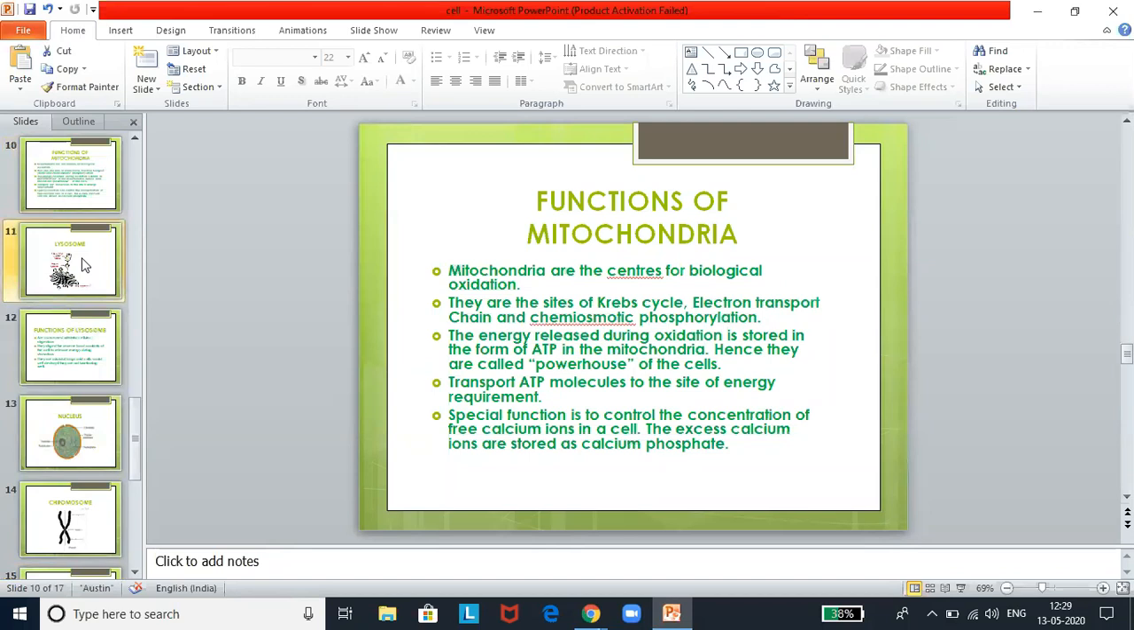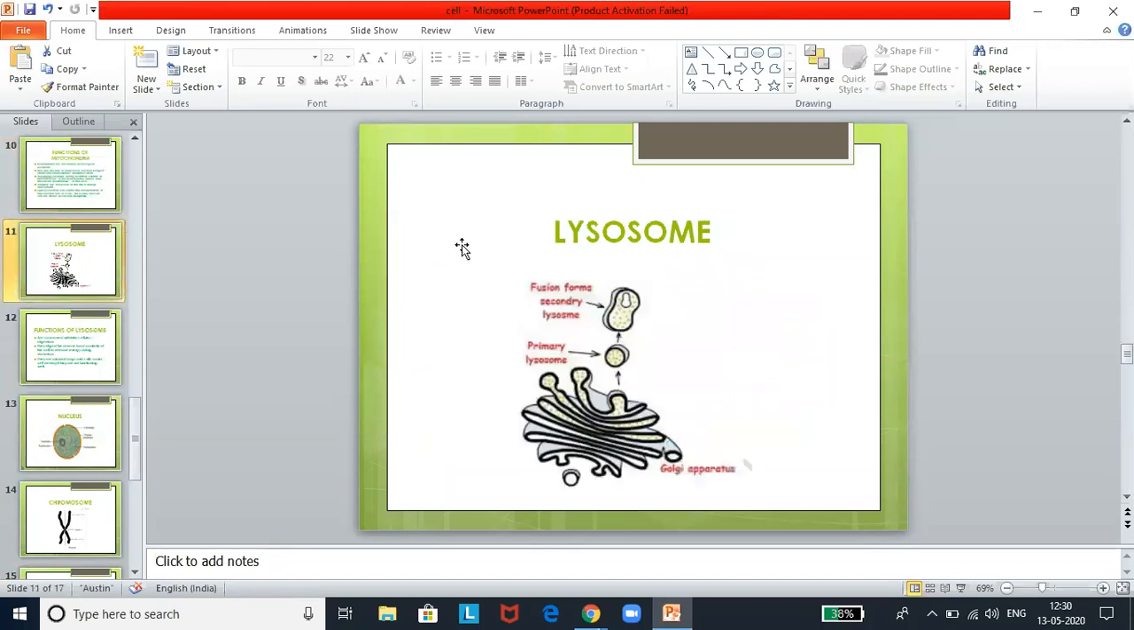Now let us look into lysosomes. So they were discovered by Christian de Duve in 1955. Please make a note of it. Christian de Duve in 1955. They are tiny, single, membrane-bound spherical vesicles found distributed throughout the cytoplasm and in most of the eukaryotic cells. The membrane is lipoproteinaceous. Lysosomes contain only 24 types of hydrolytic enzymes.